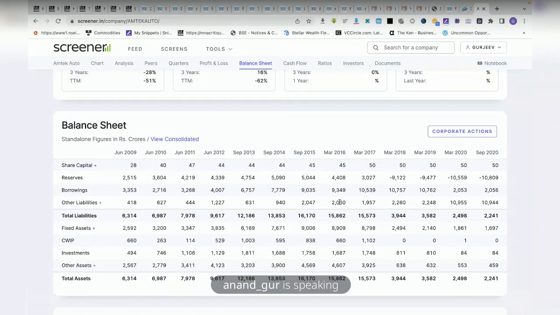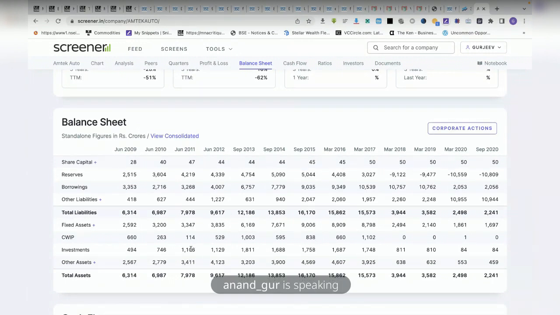Another line item where you hide your thing is your investments.